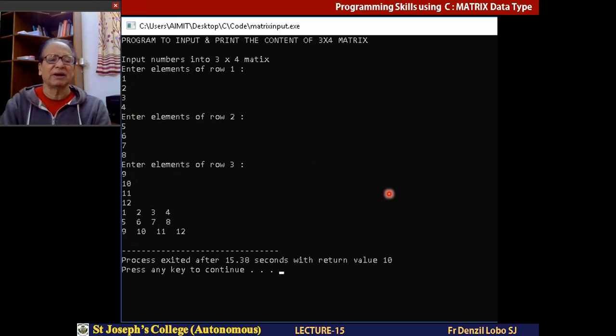You may enter some other numbers, but test. You write your code, you compile that code and run that code, execute that code and enter some numbers and see the display whether it is okay. So this is what you are supposed to do. Thank you.